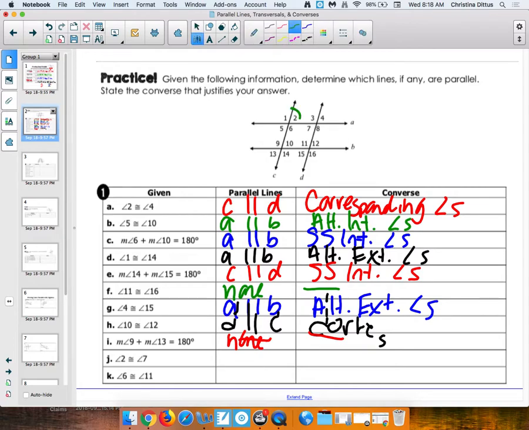2 and 7. If they are the same, which lines are parallel? C and D, good. A touches them, so C and D. And that's why, again, C and D have to be parallel because they are what type? Alternate interior.